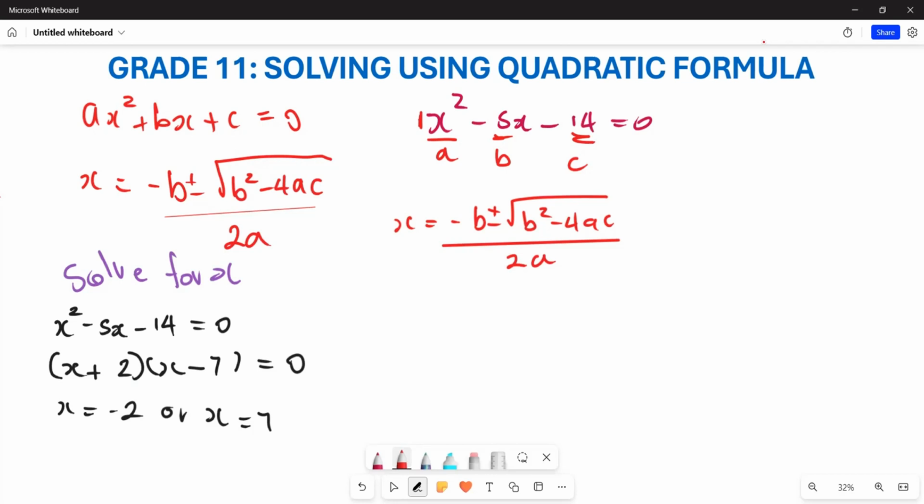Remember, 1 here is the same as representing your a. Where there is b, you're going to substitute your negative 5. And where there is c, you're going to substitute your negative 14. So this is going to be the same as x equals negative.